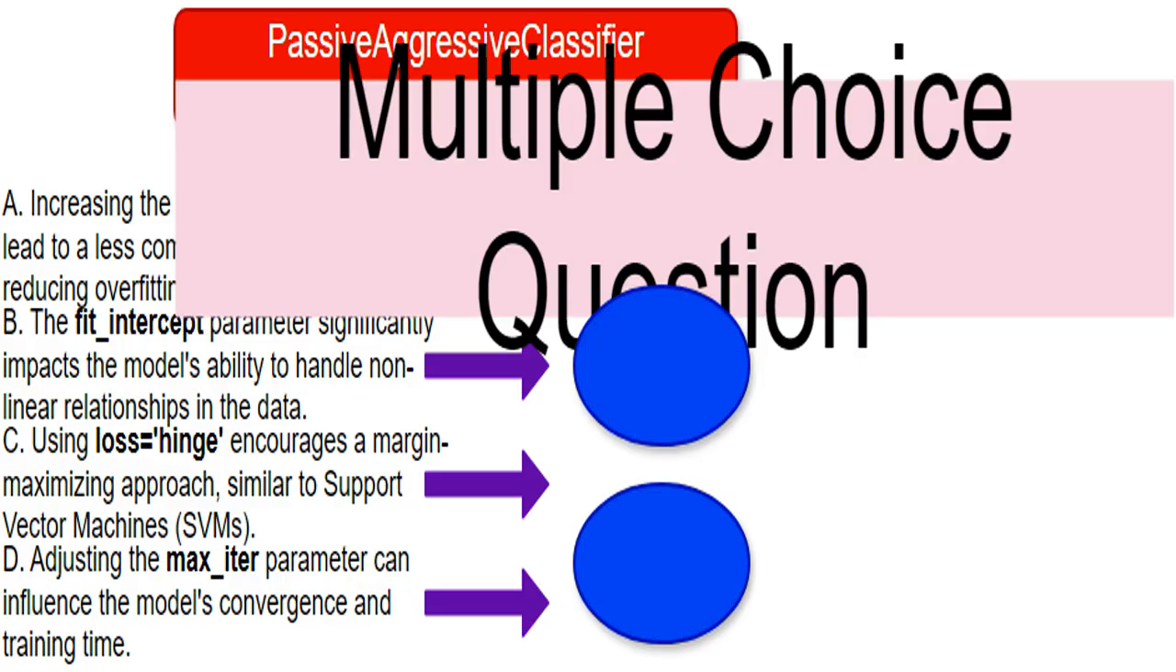This is a multiple-choice question testing your understanding of passive-aggressive classifier hyperparameters and their effects on model performance and generalization. You have to select the correct statements about how these settings affect the model's behavior. It's all about choosing the right settings to get the best results.